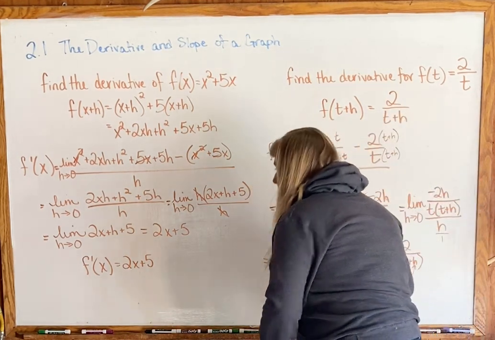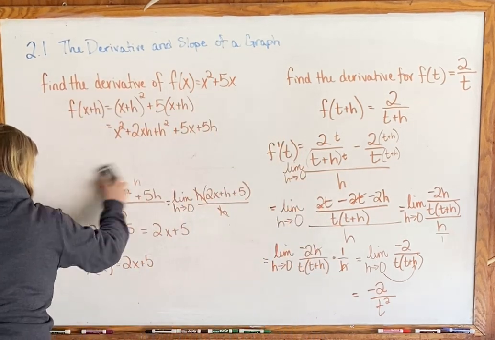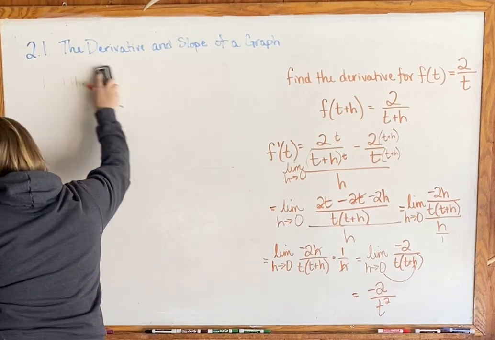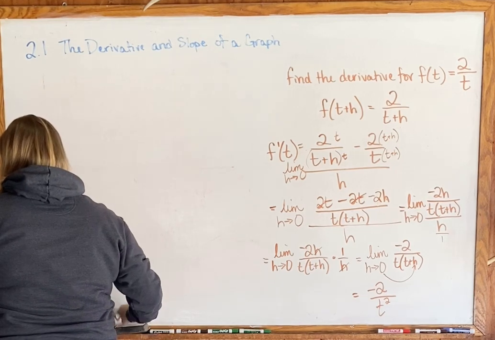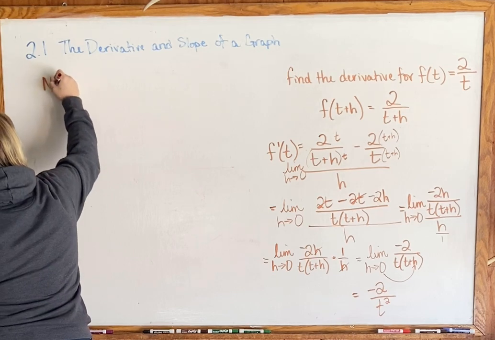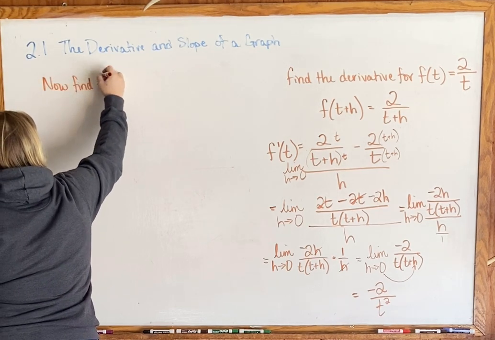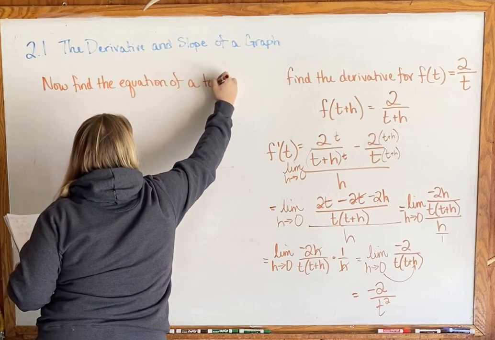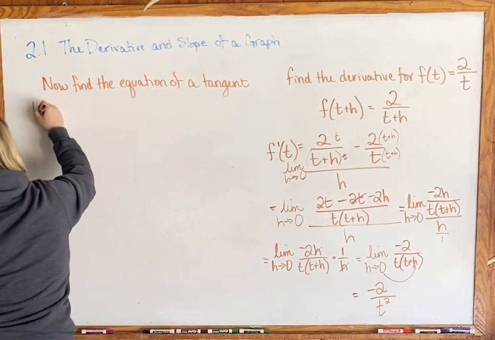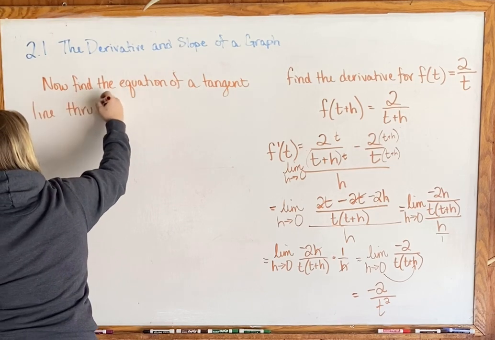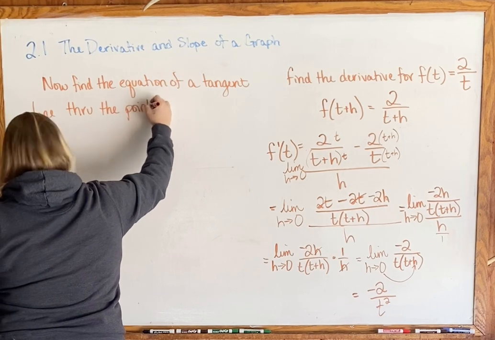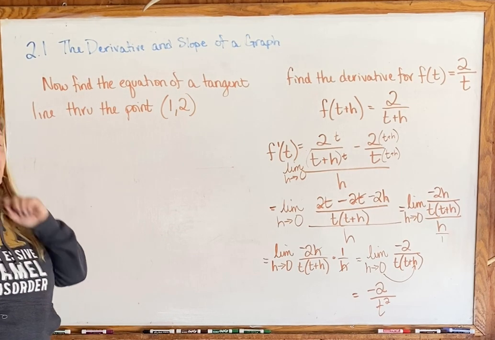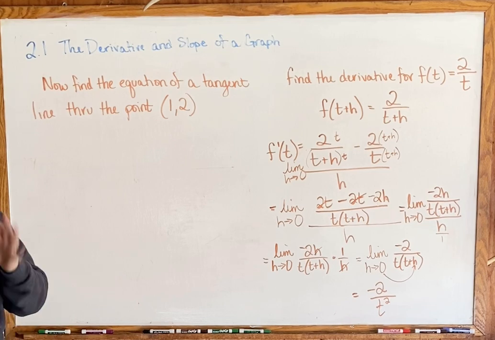Okay, now, after all of that work, what if I then said, now find the equation of a tangent line through the point 1, 2. So this leads us to where we're headed. We're back to that tangent line.